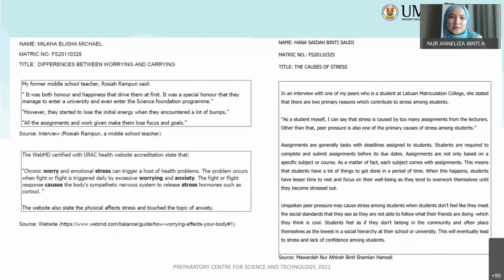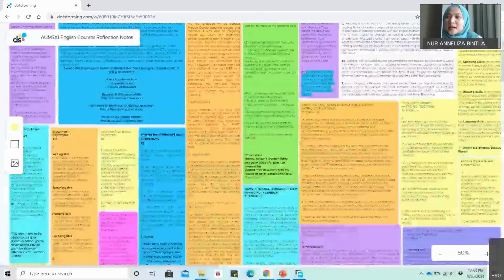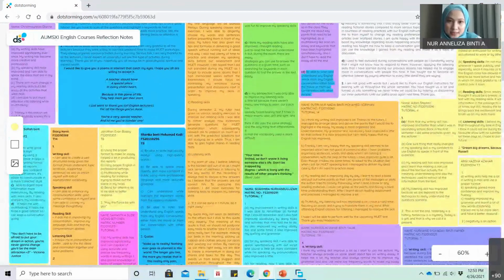And then this one is Dotstorming. If you are familiar with Padlet, you can opt for this because Padlet is limited currently and you have to pay for it. This works just fine like Padlet. In fact, you can customize it better than Padlet.